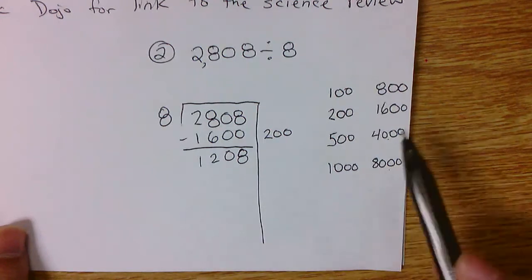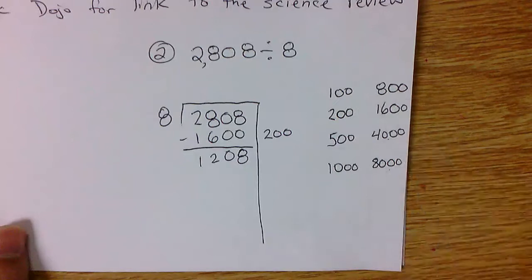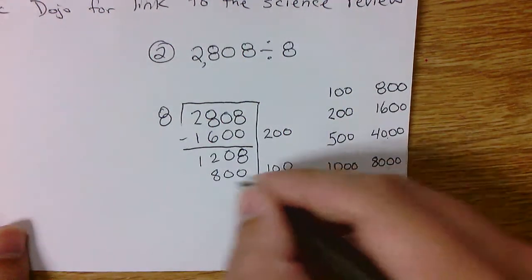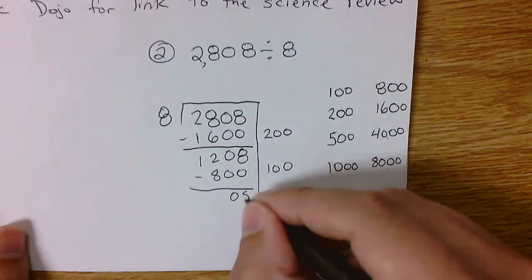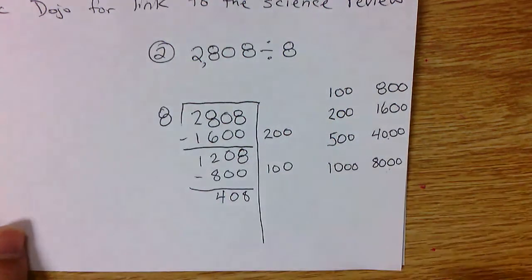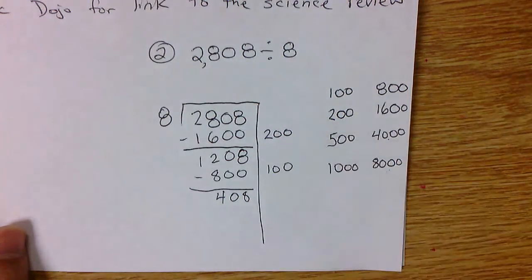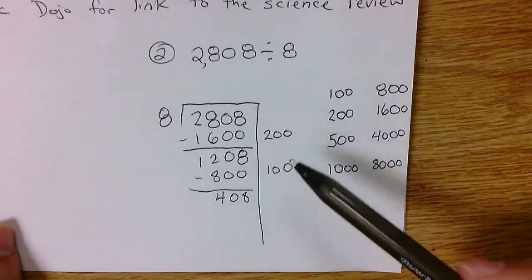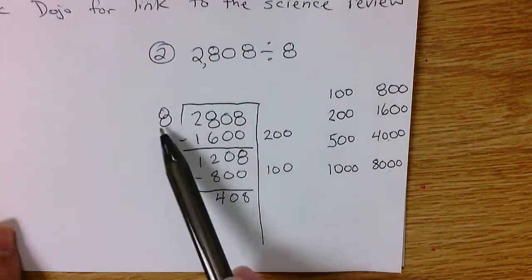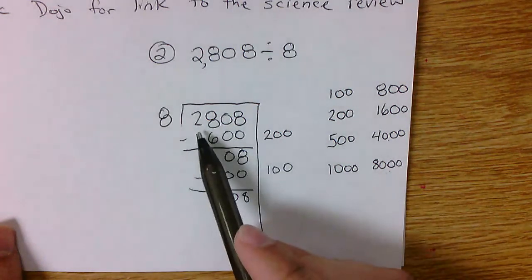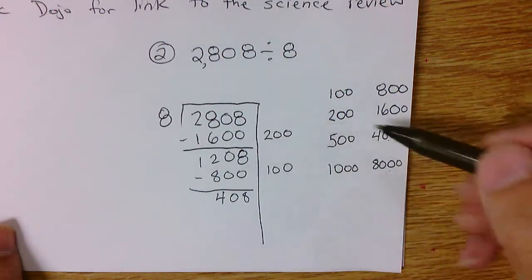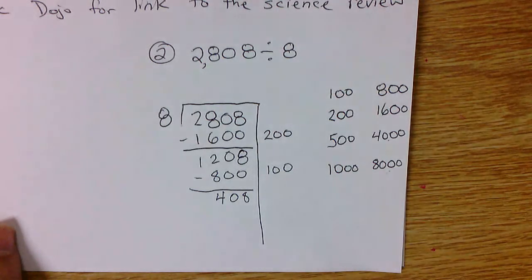So I can't take out 8,000, 4,000, 1,600, but I could take out 800. That's with 100 groups of 8. And again, I'm going to subtract. 12 minus 8 is 4. So one thing that we could recognize potentially is if we knew that 8 times 3 is 24, so 8 times 300 would be 2,400, we could have combined these steps together. But if we need to take them out in two separate parts, that's okay.